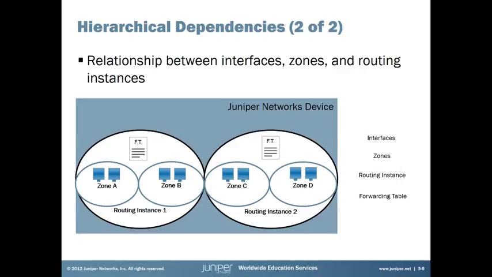And we can have the interfaces in the routing instance in different zones, but we can't have interfaces from instance 1 and instance 2 in zone B, for example. All the interfaces in a zone must belong to the same routing instance.